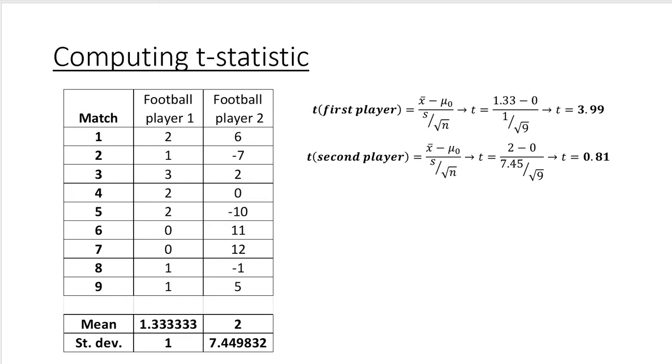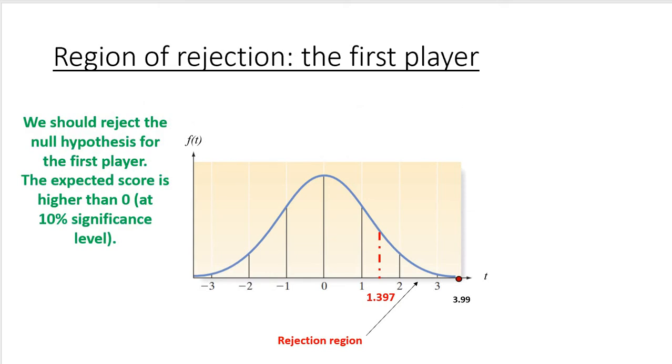So finally, we have to choose between the null and alternative hypothesis in case of both players. So let us start with the first player. So this value, 3.99, definitely falls within the rejection region, which means that we should reject the null hypothesis for the first player in favor of the alternative hypothesis. So mean score is actually bigger than 0 for the first player, at least at 10% significance level, because we assumed the value of alpha equal to 0.1.